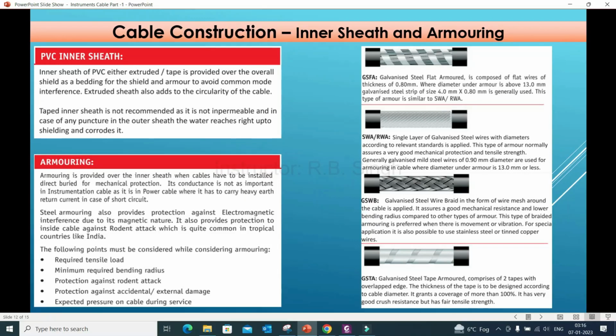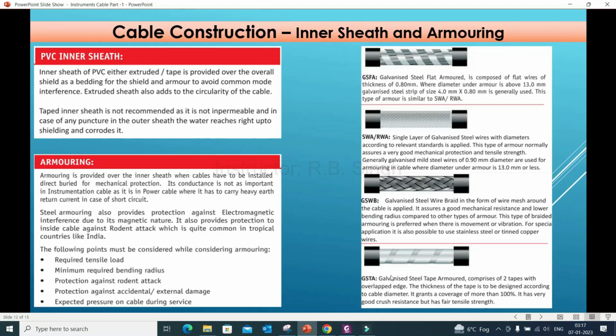The following points must be considered while considering the armoring: what is the required tensile load, what is the minimum required bending radius, protection against rodent attack, protection against accidental and external damage, and expected pressure on the cable during service. Different types of armoring are available, as you can see on the right side: GSFA, SWA, RWA, GSWB, and GSTA.